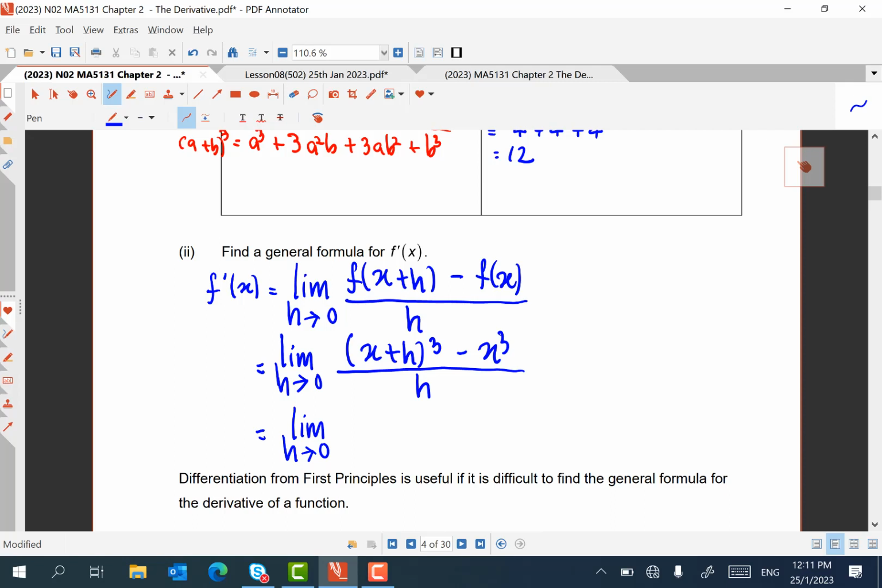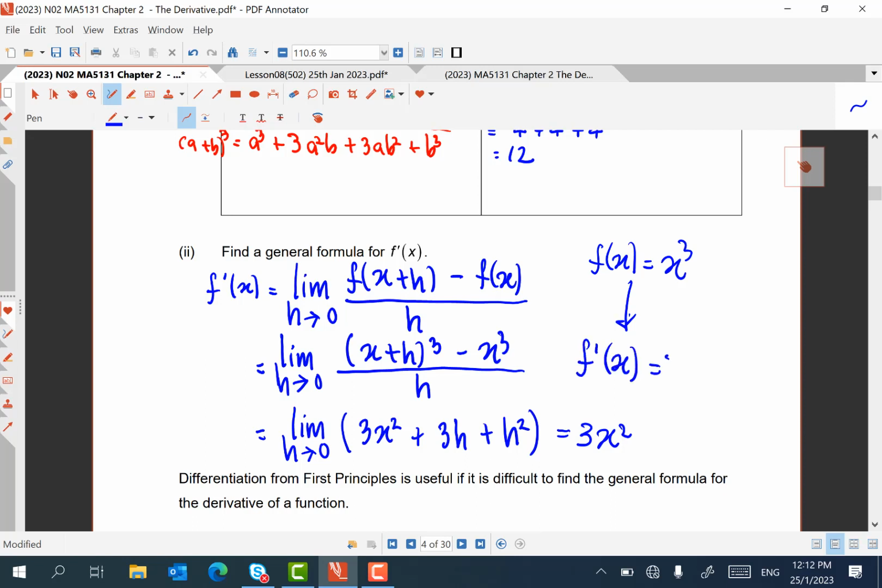If you expand and tidy up, in the end, you will get this line. So that confirms that if your function f(x) is x cubed, you want to realize that f prime x... The second term should be 3xh, I think. Is it? 3xh.